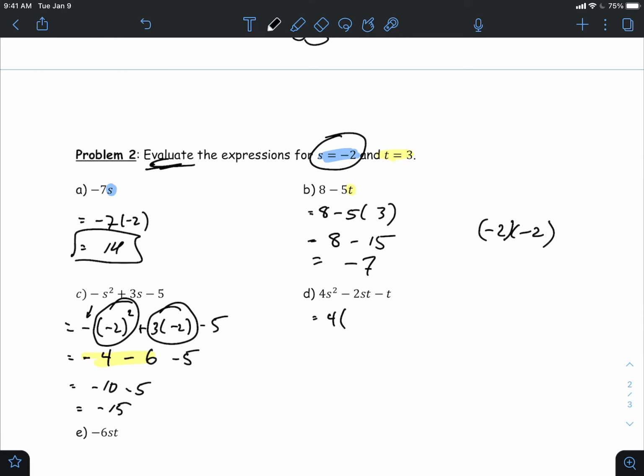4 times S is negative 2 squared minus 2 times negative 2 times 3 minus 3. Okay, I'll highlight all the T's so you can see where they went. And I'll highlight all the blues. This is where, if you're going to make a mistake, it could be in here, substituting things in places.